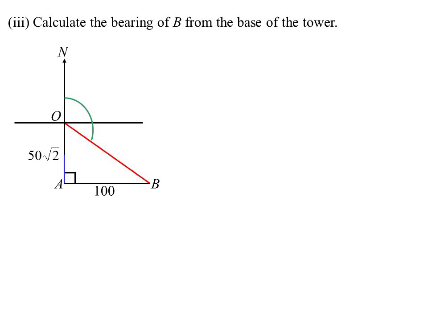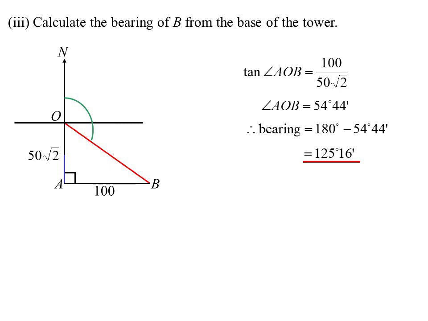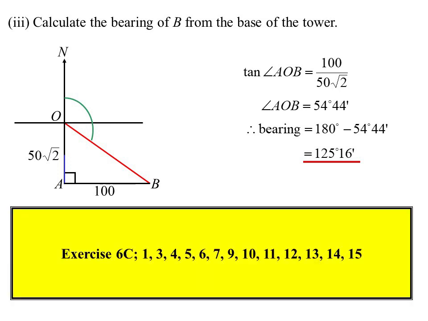All right, what else do we know? Well, the tan of angle AOB, if I can find that angle, I can subtract it from 180, we'll get the bearing, is 100 on 50 root 2. So that's 54 degrees 44. The bearing will be 180 minus that, 125 degrees 16. Okay, now 6C.